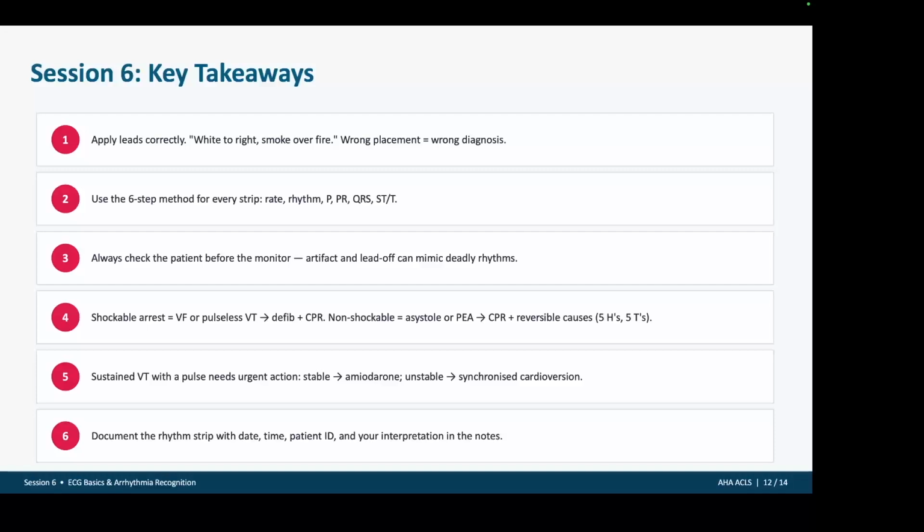Shockable rhythms are ventricular fibrillation or pulseless ventricular tachycardia. Immediately proceed with defibrillation with CPR. Non-shockable rhythms include asystole or pulseless electrical activity. Immediately start CPR and look for reversible causes, the 5H and 5Ts. Sustained VT with a pulse needs urgent action. A stable patient can be treated with amiodarone. Unstable patients need synchronized cardioversion. Document the rhythm strip with date, time, patient ID, and your interpretation in the notes.